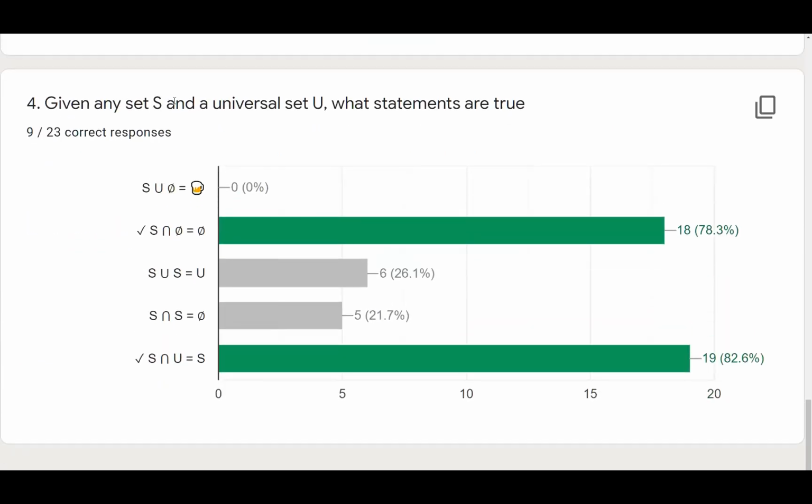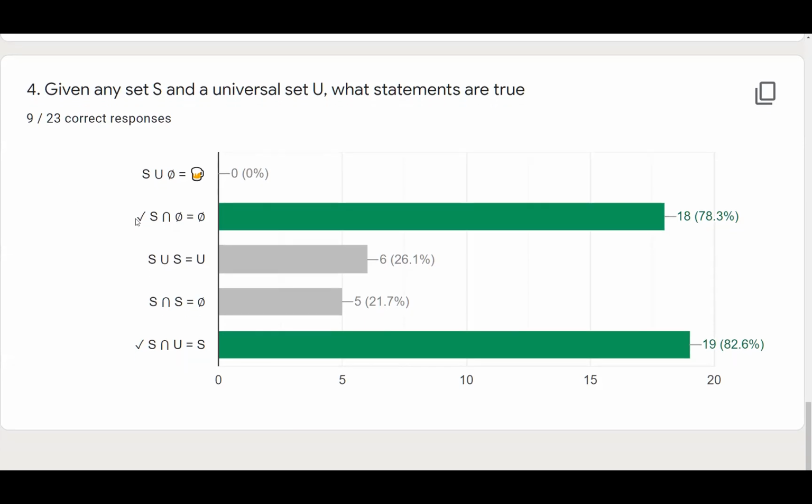Okay, given any set S and a universal set U, what statements are true. So here it's any set S and any universal set U. So is S union empty set beer? No, because S union empty set is S. And beer is not even a set. I would have to define that beer is a set, but anyways. So good, nobody thought that was true.